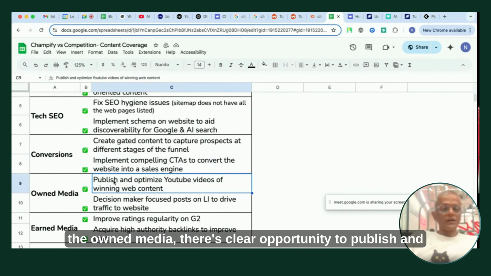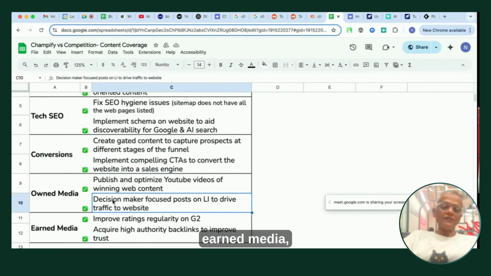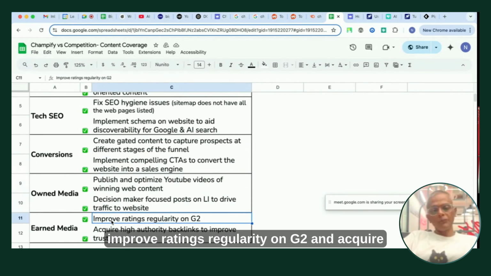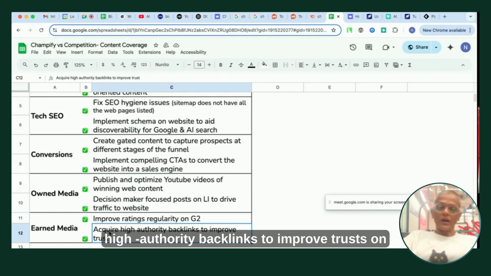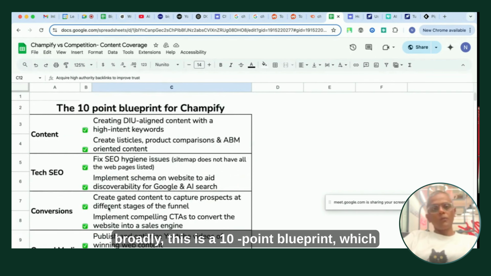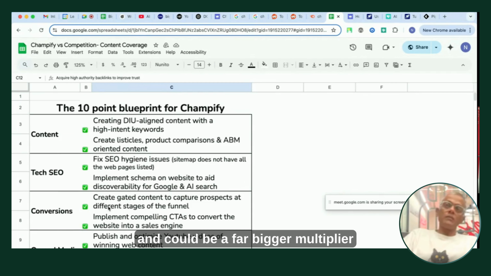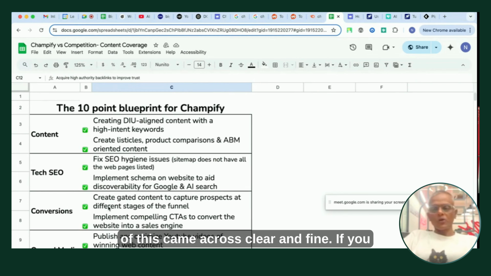On the owned media, there's a clear opportunity to publish and broadcast your YouTube videos and also give more decision maker focused posts on LinkedIn and drive traffic back to the website. On the earned media, improve ratings regularity on G2 and acquire high authority backlinks to improve trust on the website and the domain authority of the website. So broadly, this is a 10-point blueprint, which will surely help Champify. And what's the pot of gold out there? Potentially 5 to 10x traffic, and could be a far bigger multiplier on leads if all this is carefully implemented. Hopefully, all of this came across clear and fine.